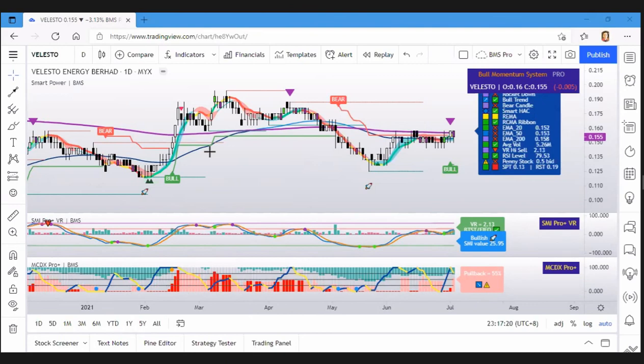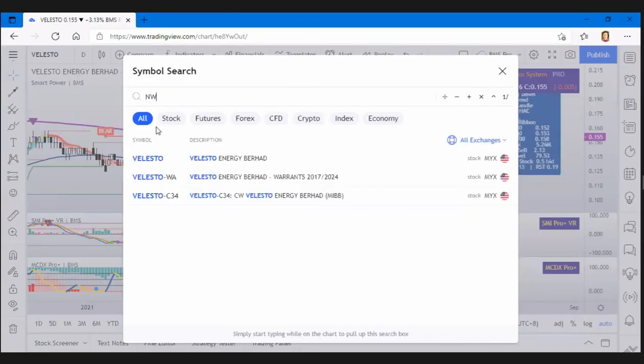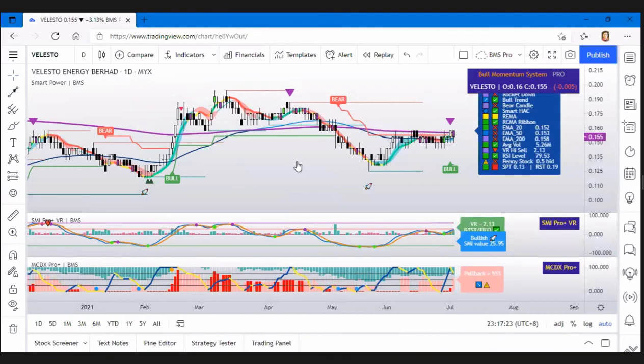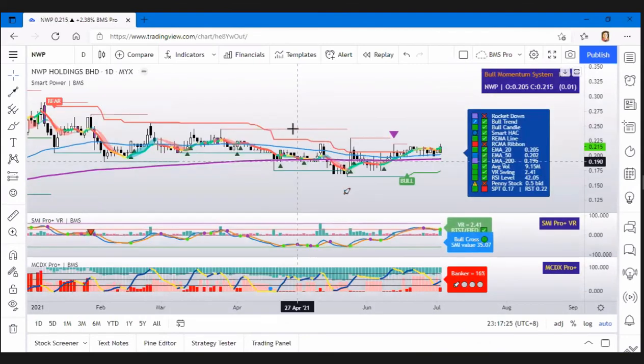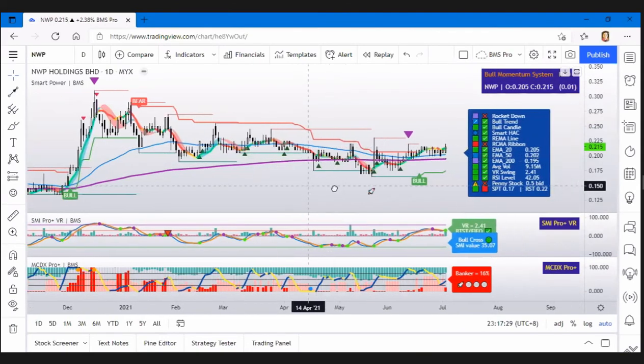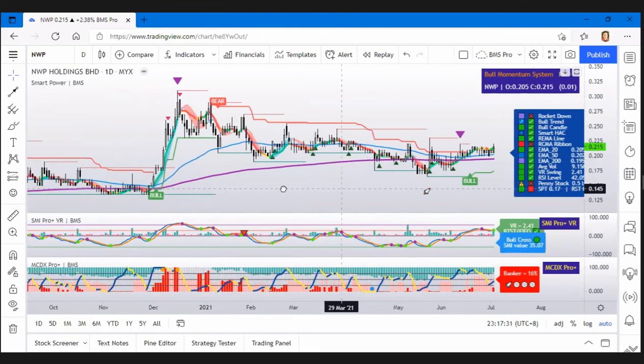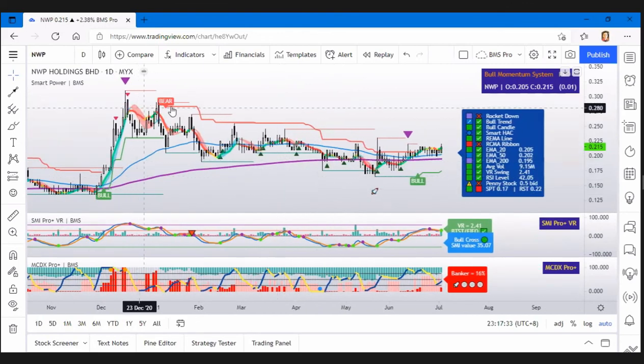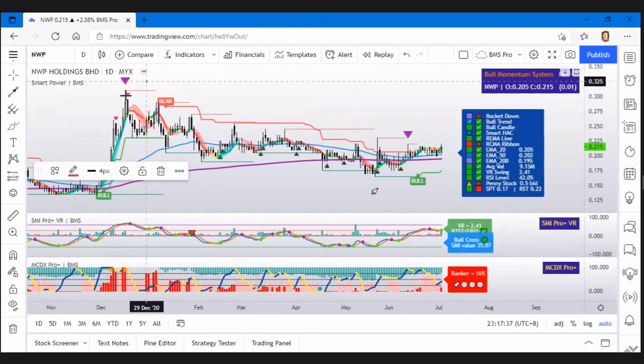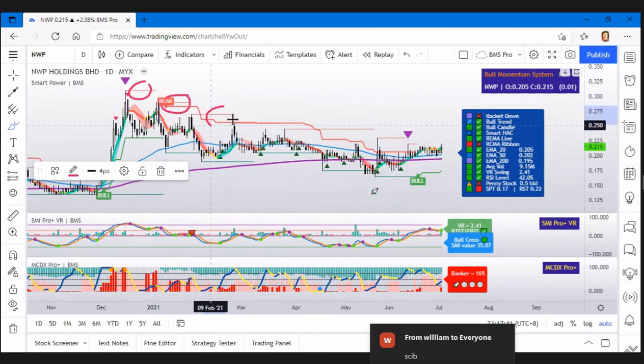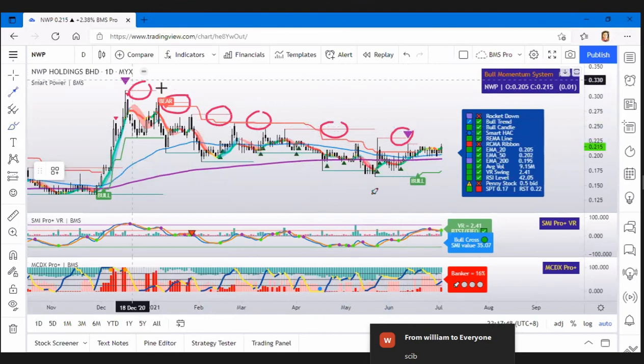Rafi, NWP. Again, all these are little penny stocks. You can see this stock is 20 cents, a weak stock on a downtrend. How you clearly see a downtrend here is by this line: lower highs. All this resistance becomes lower. One look and you can see it's on a downtrend.